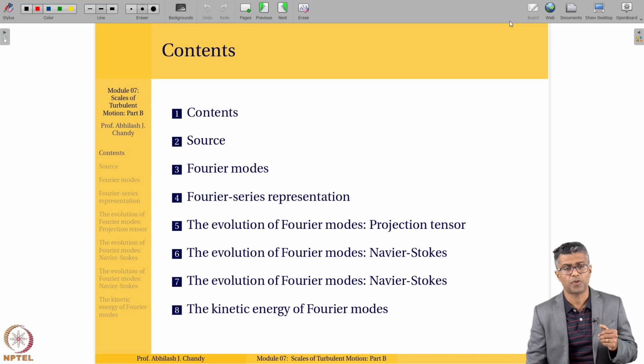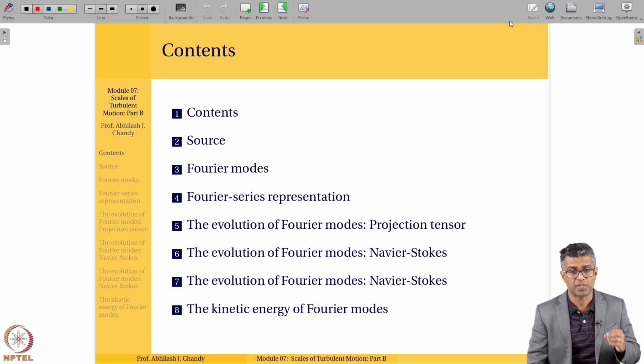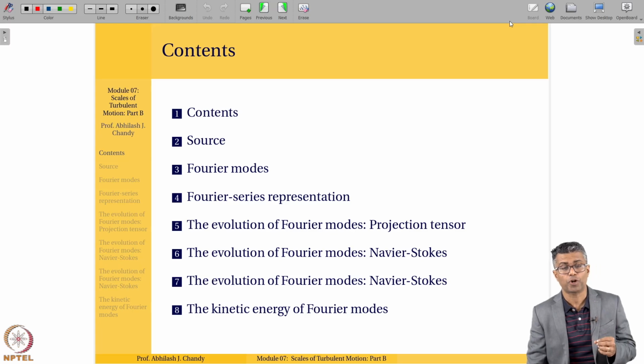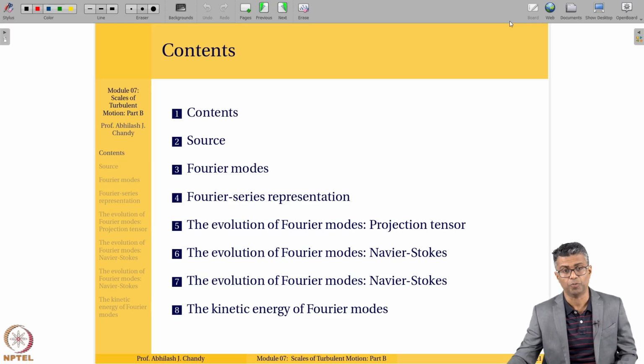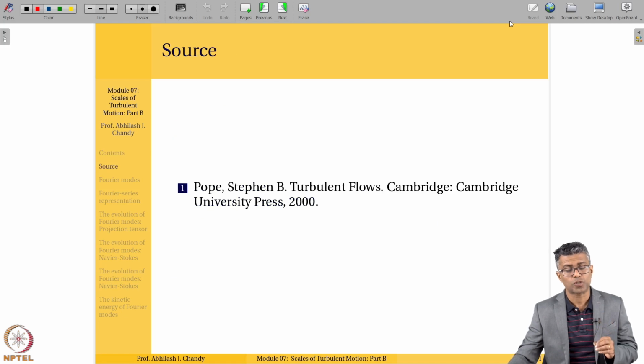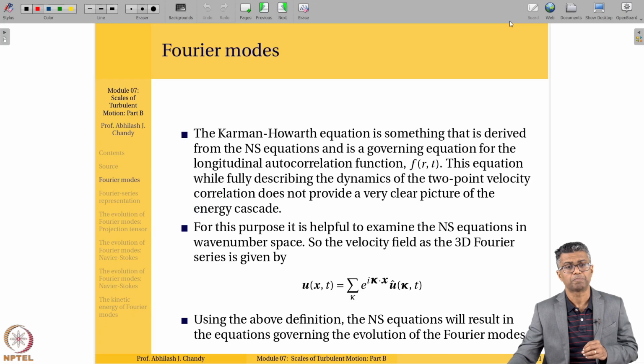So these are the contents we are going to be covering. We're going to look at Fourier modes, how Fourier series are in general represented, the evolution of Fourier modes, and what I mean by the projection tensor. Then we're going to look at the Navier-Stokes equations and how the Fourier modes of the Navier-Stokes equations evolve, and finally, the kinetic energy of Fourier modes. So the source for this module is still Pope's book.